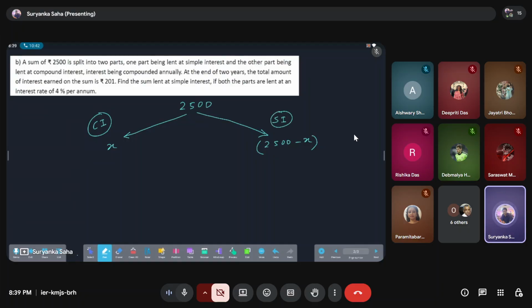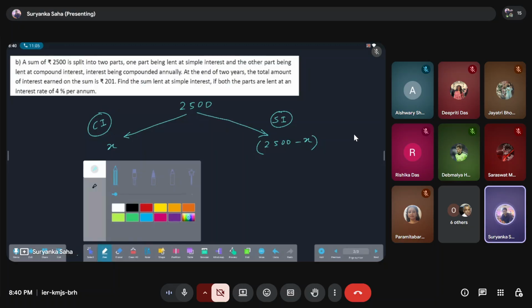Mane x becomes the principal. Understood my point? CI's formula is a little bit big. SI is simple. So let the single thing x be with CI. So it will help. So x becomes the principal for CI and 2500 minus x, the other part, becomes the principal for SI. So let me find the CI first.